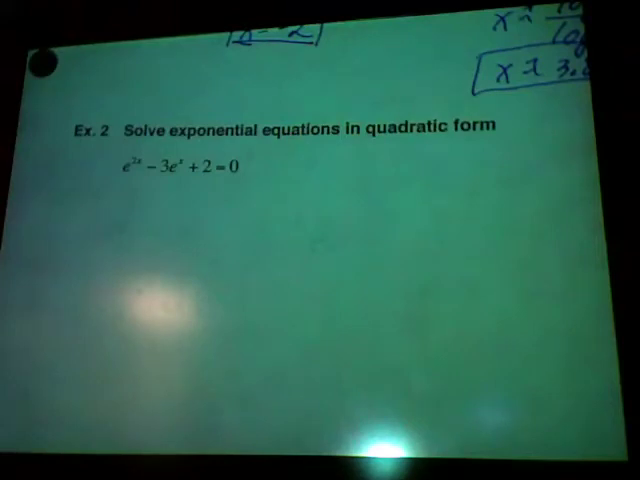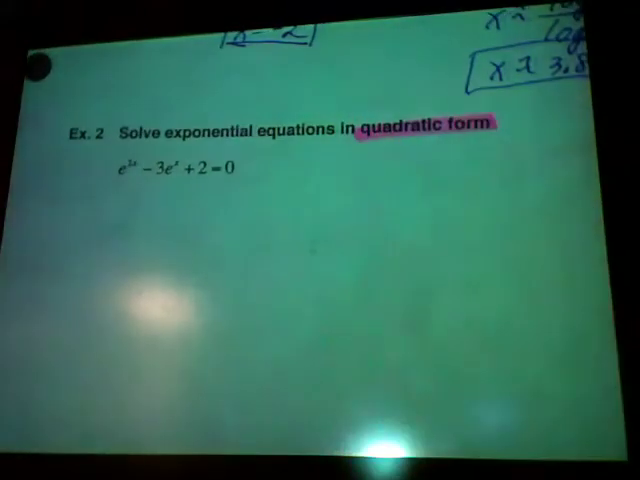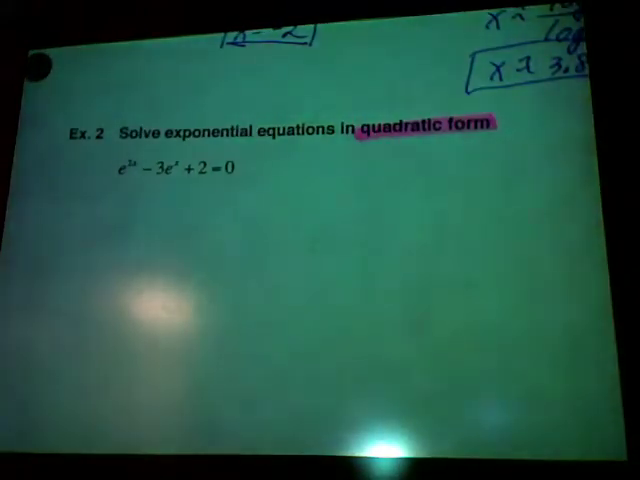Are you ready? Now, what does that look like to you? The directions say this is in quadratic form. What does quadratic mean?